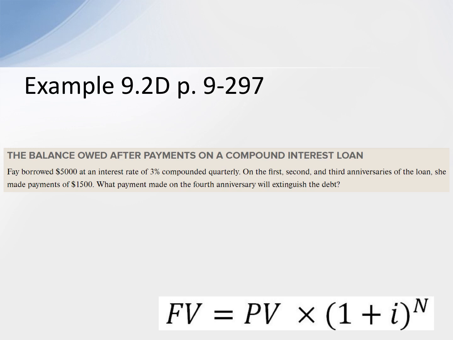So how would we calculate that? We're going to have to calculate the future value at each of those anniversary dates and then reduce that amount by $1,500.